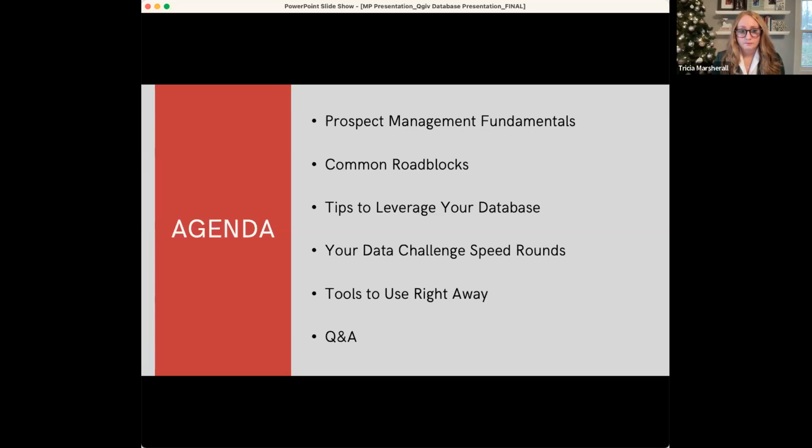We'll share some tips and tricks to leverage your database in order to help streamline and make those processes and the operations of that much more efficient for you.